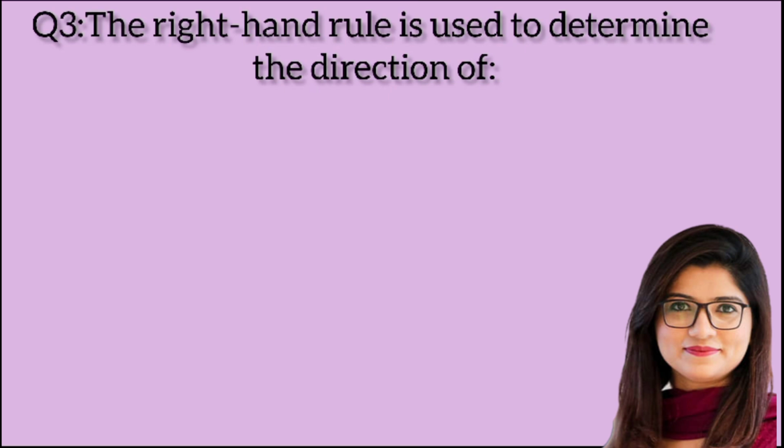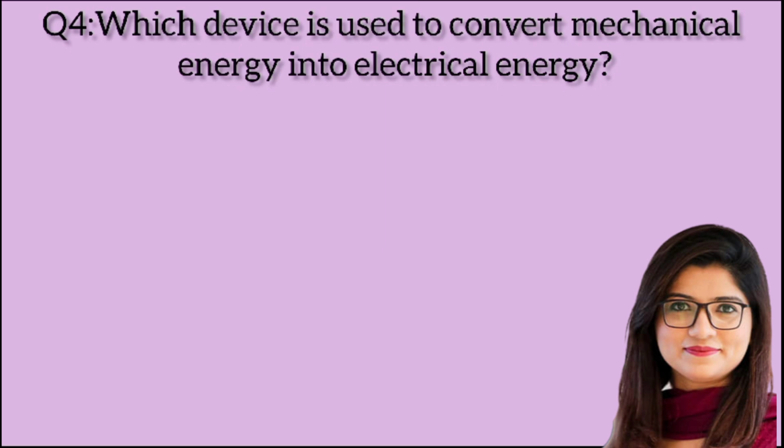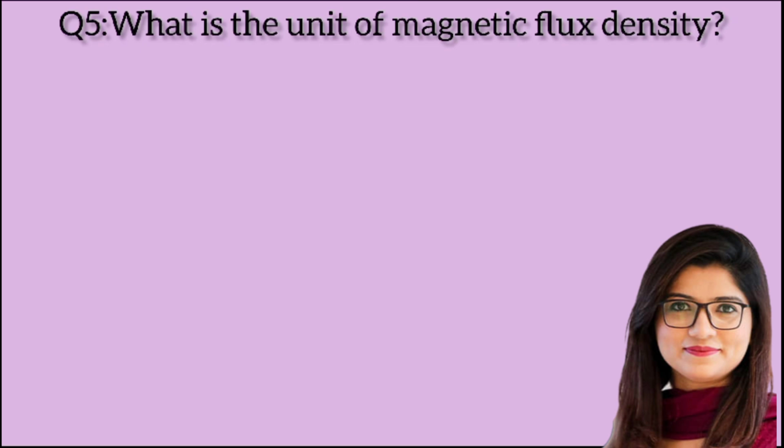Question 3. The right hand rule is used to determine the direction of. Answer: magnetic field lines around a wire. Question 4. Which device is used to convert mechanical energy into electrical energy? Answer: generator. Question 5. What is the unit of magnetic flux density? Answer: Tesla, T.